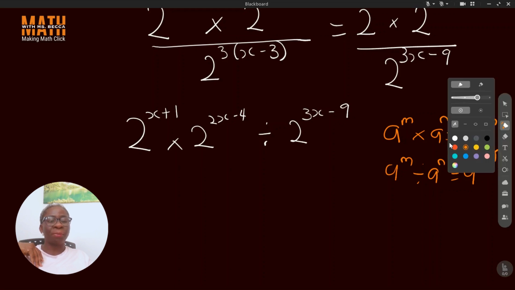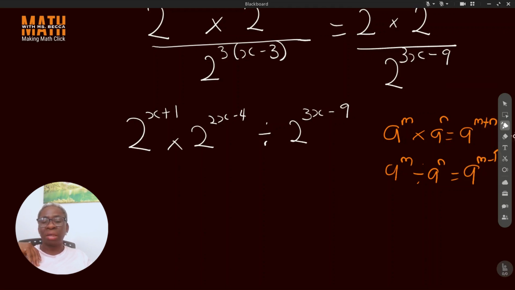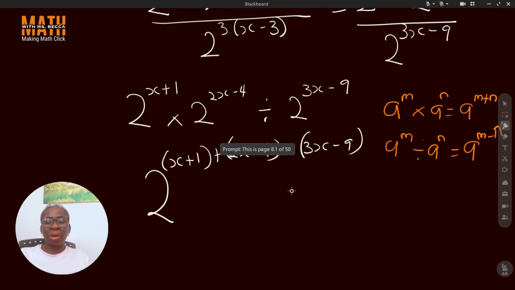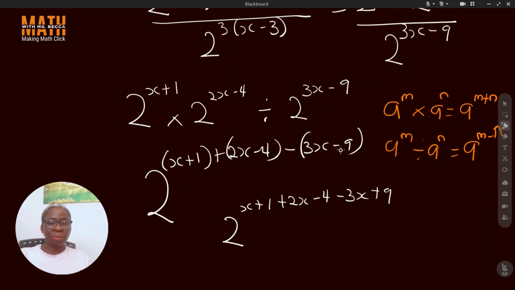So now we'll be bringing everything together so that we have 2 power x plus 1, then plus 2x minus 4, then minus 3x minus 9. Then when we solve for that, we have 2 power x plus 1, then plus 2x minus 4, then minus 3x, then plus 9, because this negative will multiply this negative.